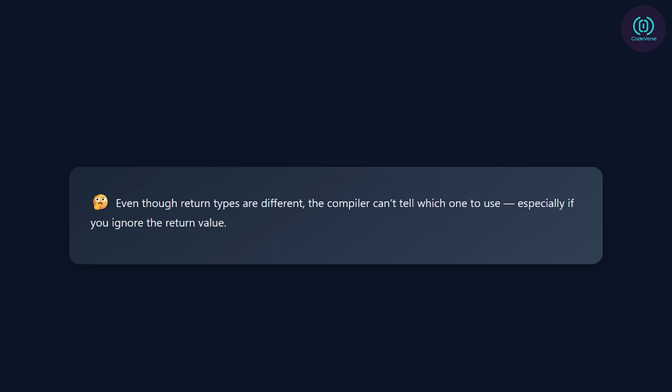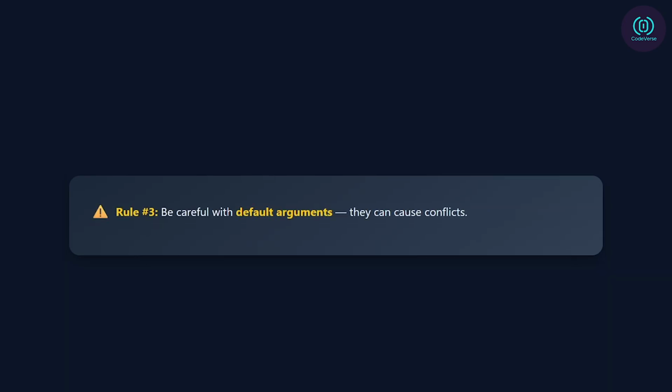Even though the return types are different, the compiler won't know which one to call, especially if you don't use the return value. That's why return type alone isn't enough. Rule 3: be careful with default arguments, they can cause conflicts.